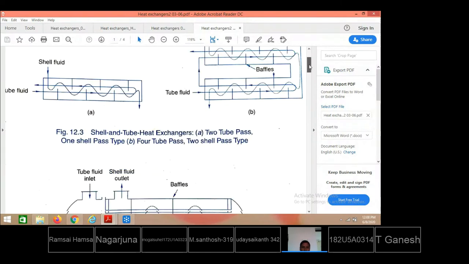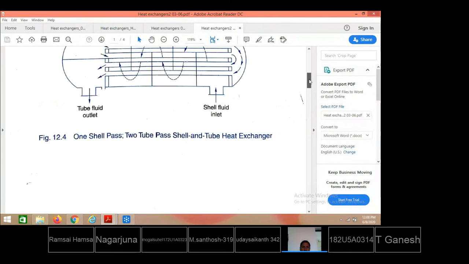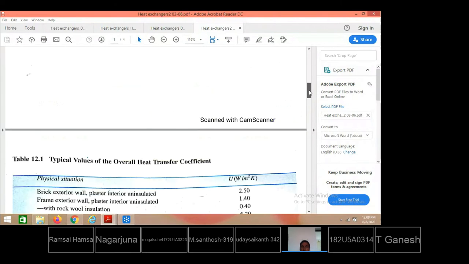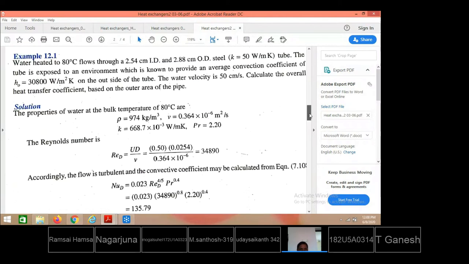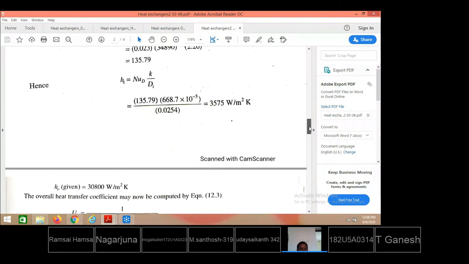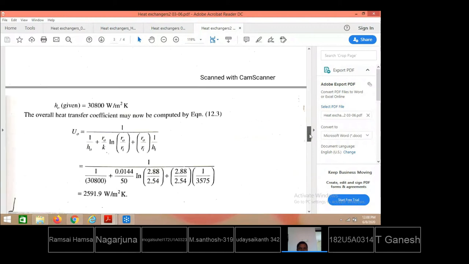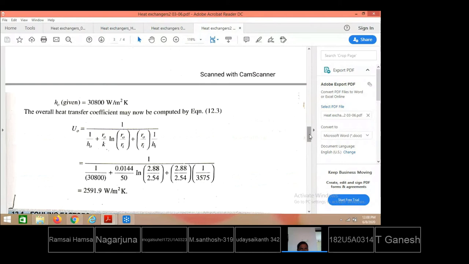Next, as a continuation of that, we also worked out how to estimate the overall heat transfer coefficient while the fluid is flowing through a tube. Internally, some kind of fluid, hot or cold, is allowed, and outside of the tube one more fluid is allowed to flow. So depending upon the outside diameter of the tube or the inside diameter of the tube, we can calculate the overall heat transfer coefficient.